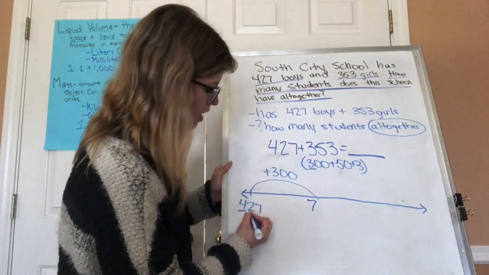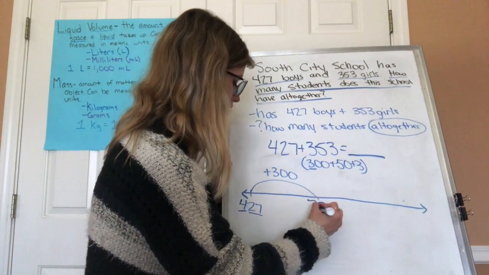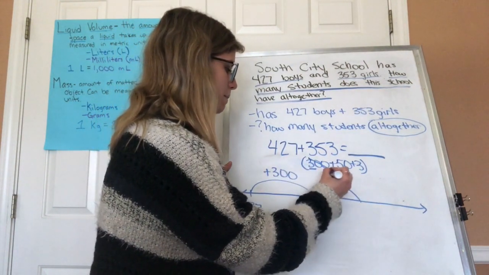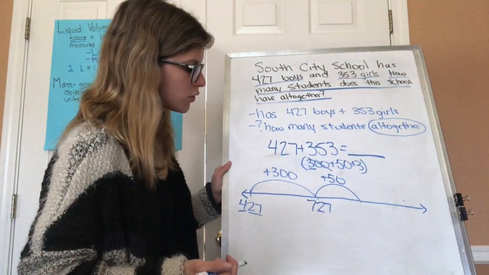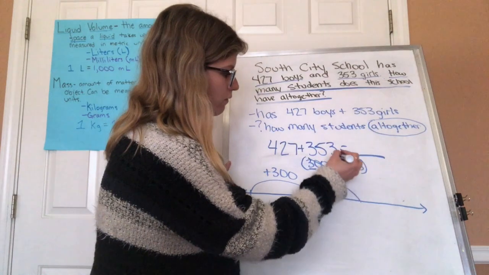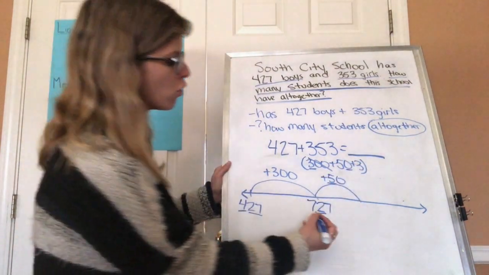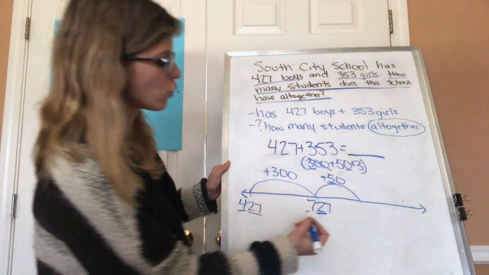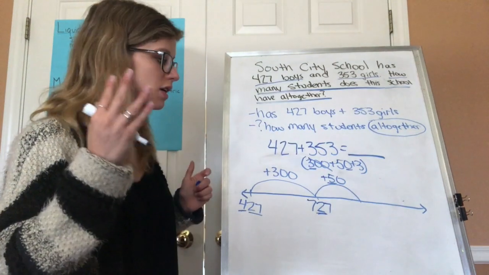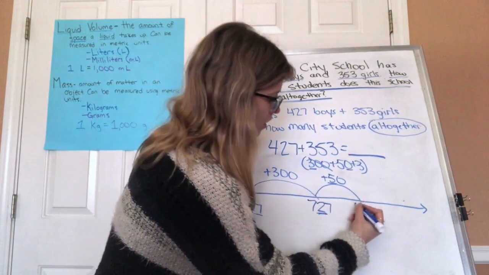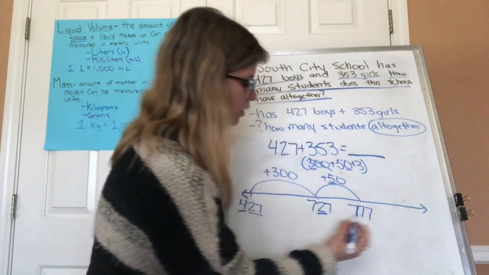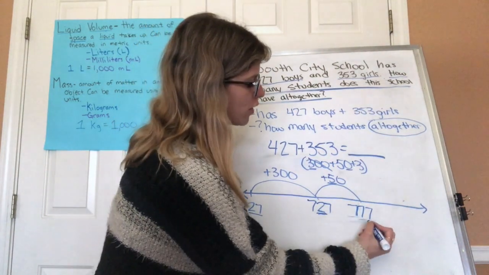But I can't forget my tens and ones, so it'd be 727. Now I need to add 50. And 727, I'm only focusing on my tens place, since it's only 50, there's no ones. So I'm only changing my tens place. So 20 plus 50 would be 30, 40, 50, 60, 70. So my answer would be 777, because again, my tens place is the only thing that's changing. So my ones will stay the same.